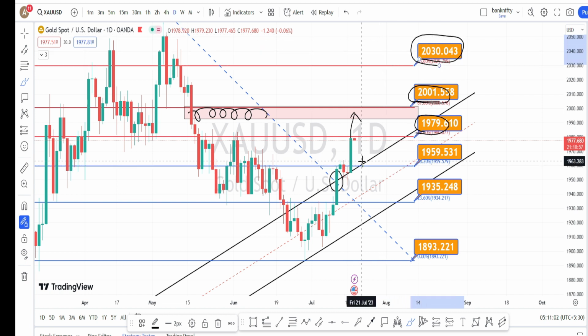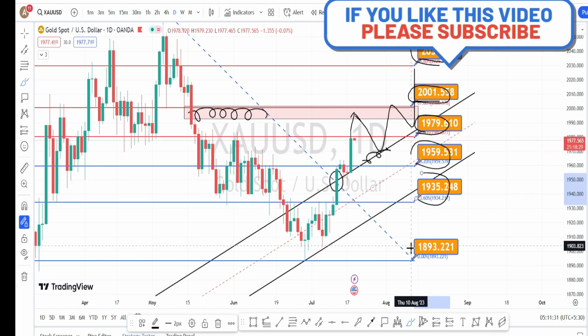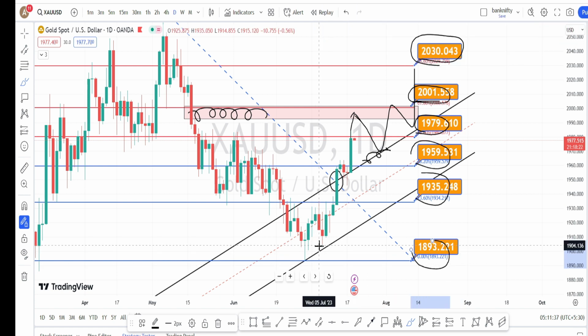And as long as the price action is trading above this trend line or the support line, we can expect the bullish trend to continue in daily time frame. And if the price action breaches this trend line or the support line, the next levels of support are going to be around 1960, 1935 and 1893. And for now, the current trend of the price action in daily time frame is a bullish trend.